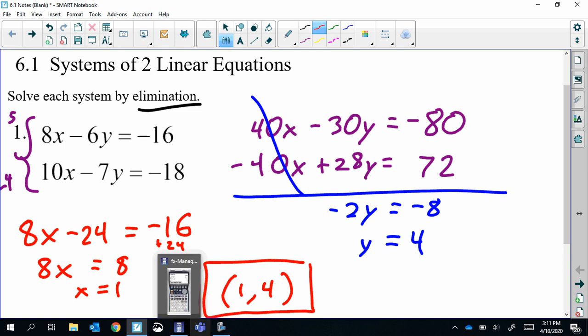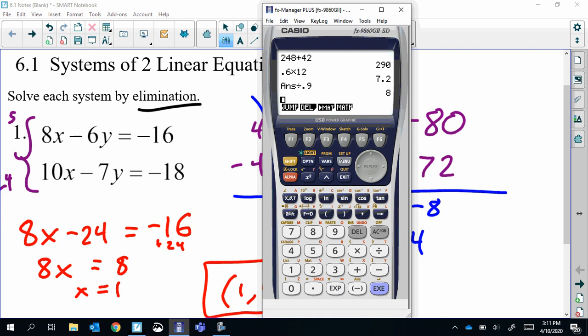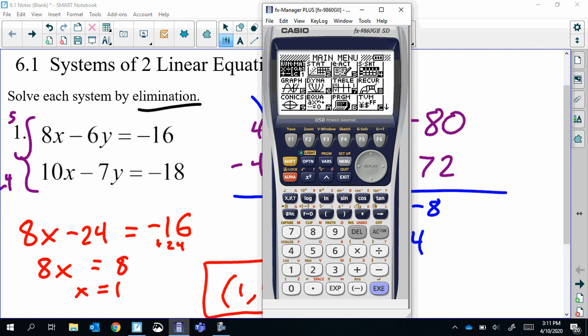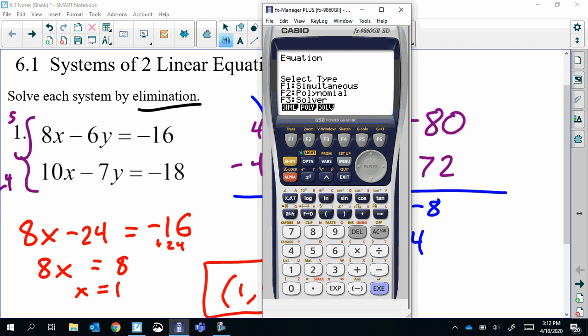And there is a pretty easy way, especially on Casios, that you can work these out. You just go to the main menu. We're going to go to Equation Solver. So Equation, which is this option right here. For this one we have two equations, we do simultaneous F1. Number of unknowns, that's variables, x and y, that's 2.